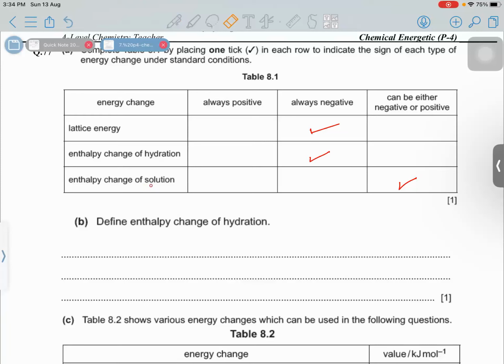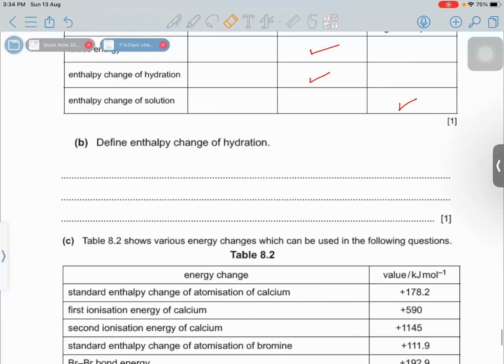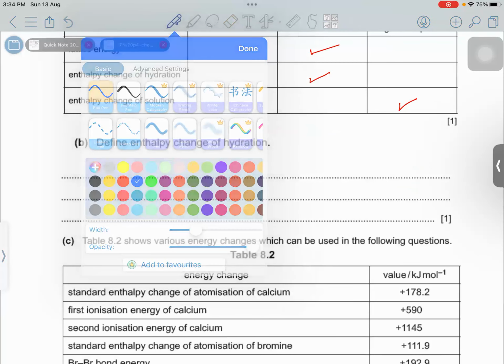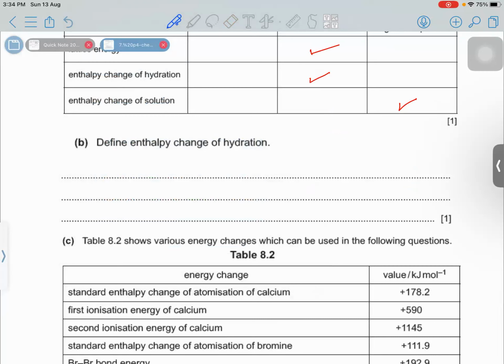Are you getting my point or not? Okay, sir, I'm getting it. Enthalpy of solution may be positive, may be negative. Hydration is always negative. So what is hydration? It's when aqueous ions are formed from the solid ion. No, from gaseous ions.